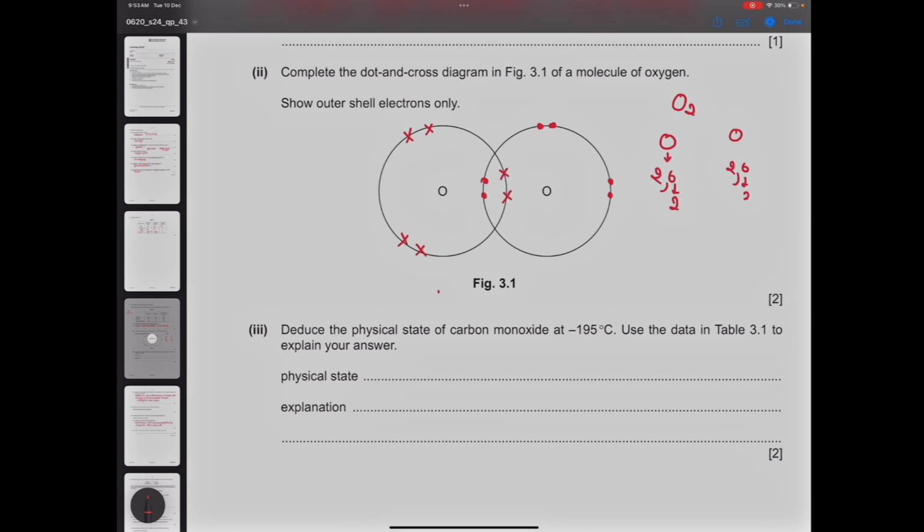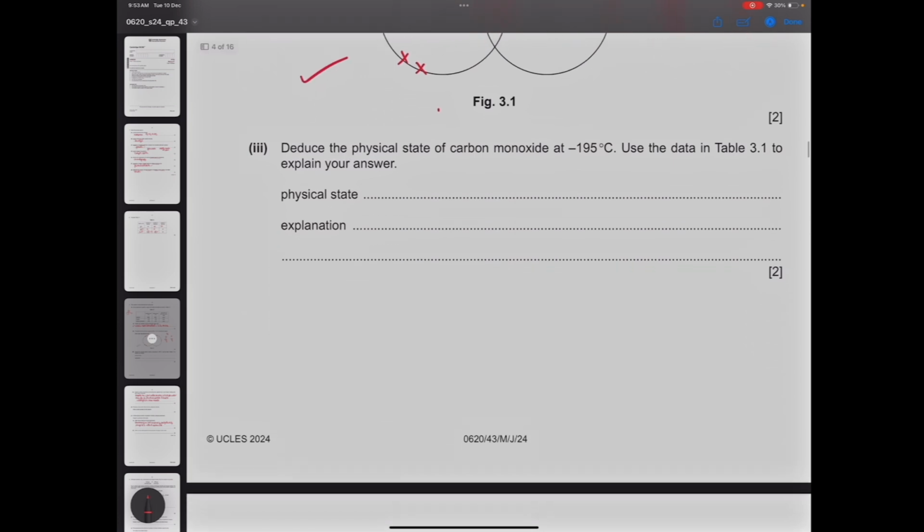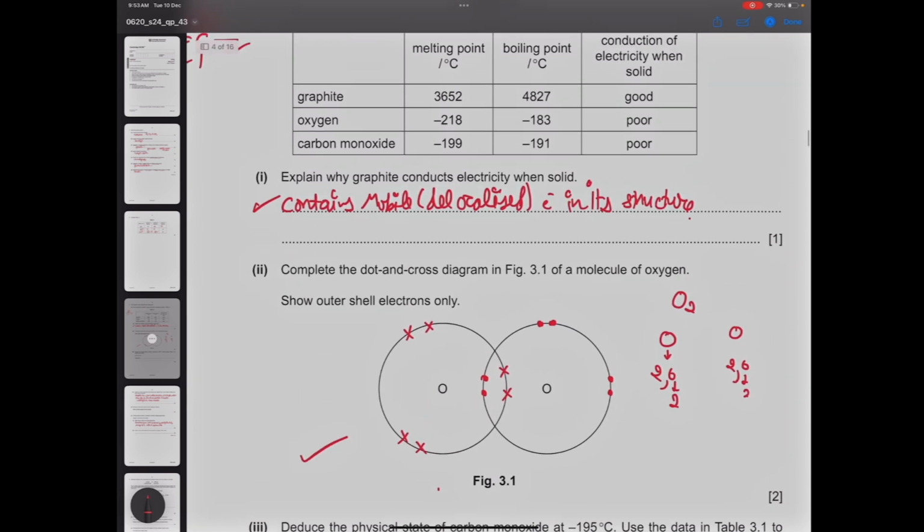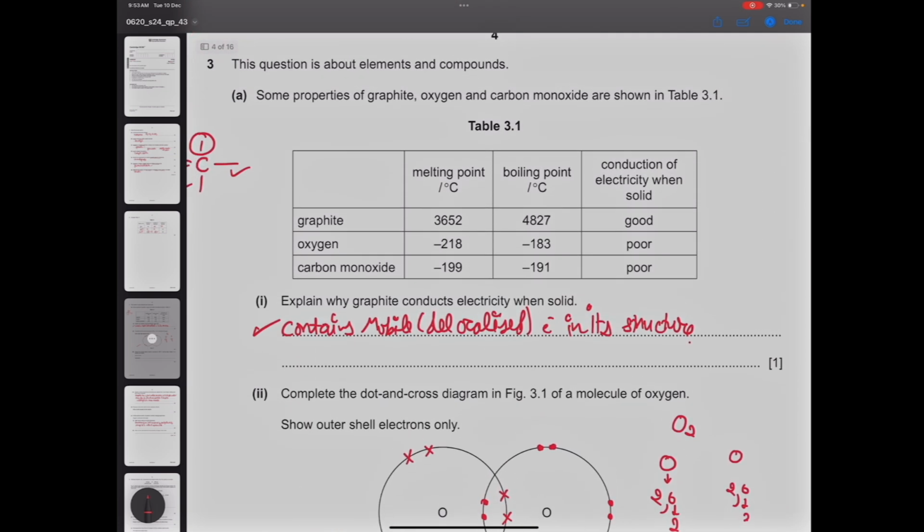So now this is your stable structure. Deduce the physical state of carbon monoxide at negative 195 degrees Celsius. Let's look at the table. See, carbon monoxide is melting, meaning it is converting from solid to liquid, at negative 199. Then it is boiling at negative 191. So it is converting from liquid to gas between negative 199 and negative 191. Negative 195 is in between, so it must be a liquid, right?